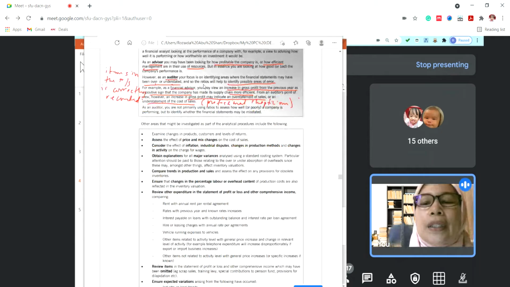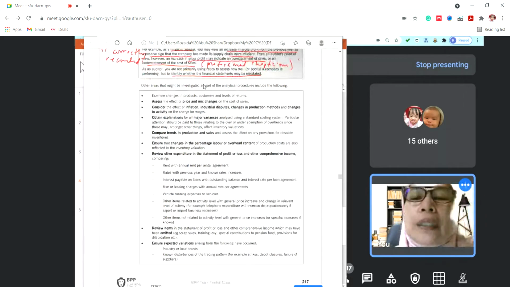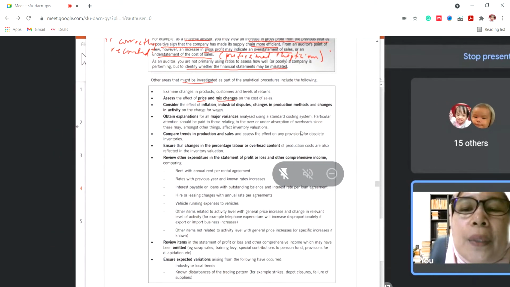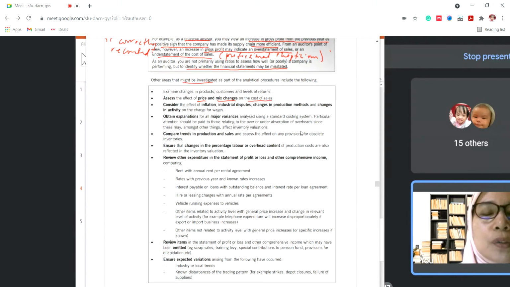As an auditor, you are not primarily using ratios to assess how well or poorly the company is doing, but to identify whether the financial statements may be misstated. So you can look at certain things you might need to investigate. Examine changes in product, customer and level of returns. Assess the effect of price and mix changes on the cost of sales. So if the price increases, what happened to the cost of sales?